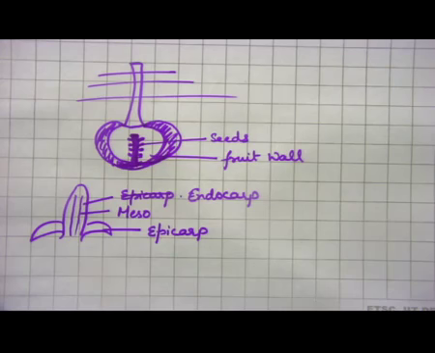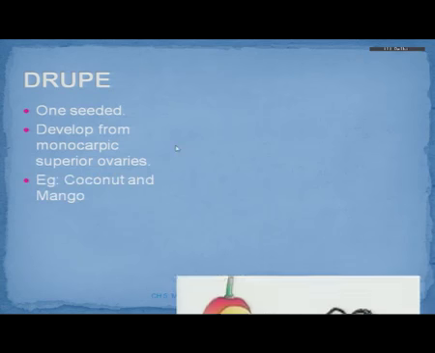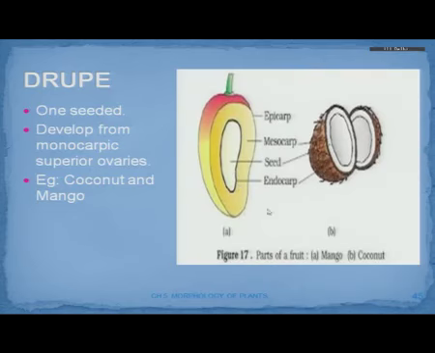What is a drupe? Drupe is a one-seeded fruit which has developed from monocarpic superior ovaries. Examples are coconut and mango. This is the picture given in your NCERT book showing the drupes. Here in coconut, the mesocarp is fibrous and we consume the seed itself.